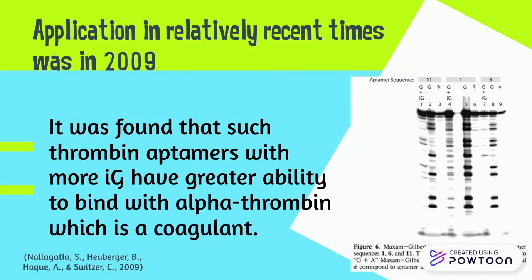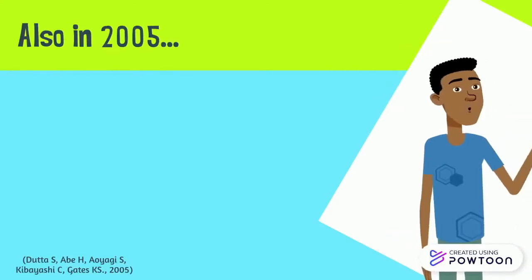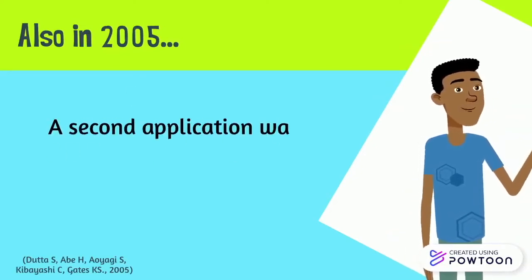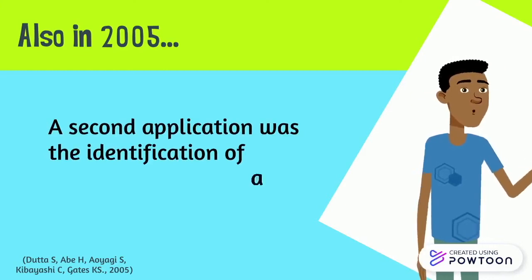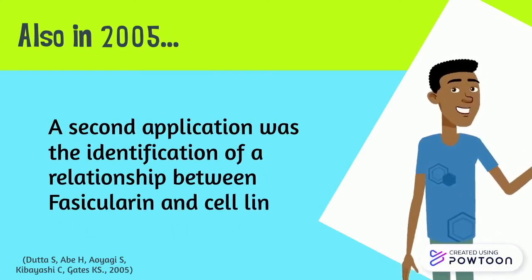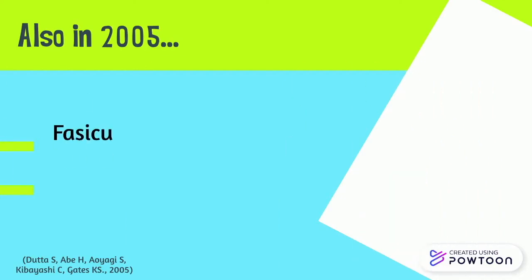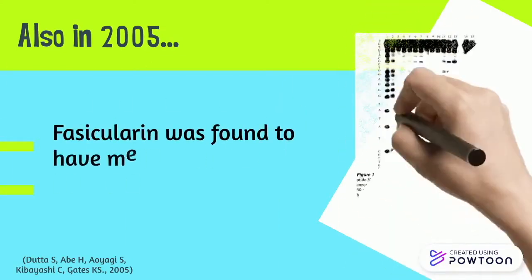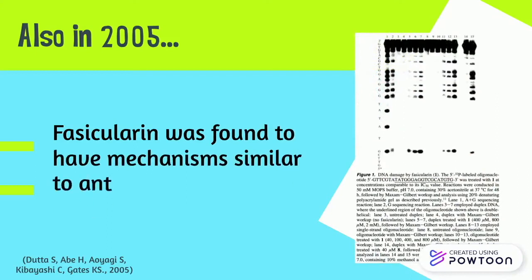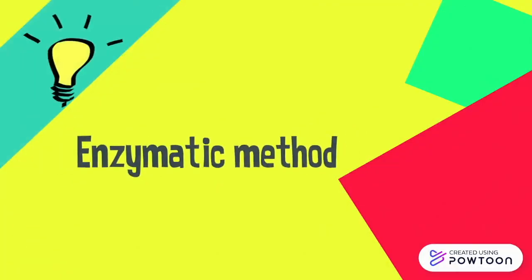These aptamer sequences were mainly subjected to G reaction as well as G plus IG reaction to be finally analyzed by gel electrophoresis. In 2005, the Maxam and Gilbert method was performed to identify a relationship between fascicularin and cell lines efficient in DNA repair. Fascicularin is an alkaloid containing thiocyanate, obtained from an ascidian, that shows cytotoxic properties. This sequencing analysis was performed on duplex DNA treated with 32P and fascicularin. They used A plus G reaction and G reaction for subsequent gel analysis. Finally, fascicularin was found to have mechanisms similar to anti-cancer drugs such as mechlorethamine.